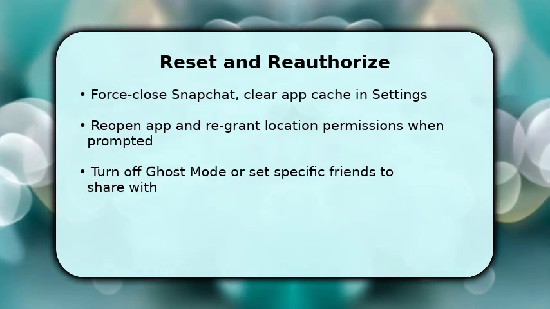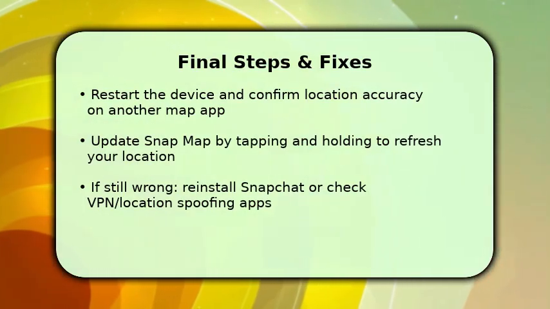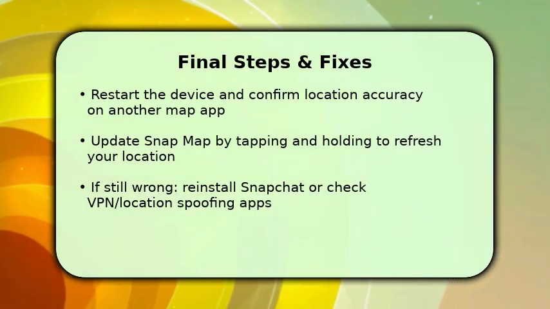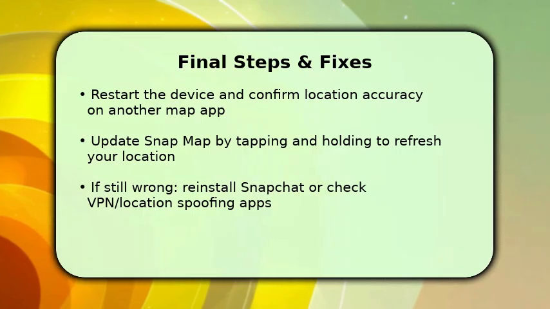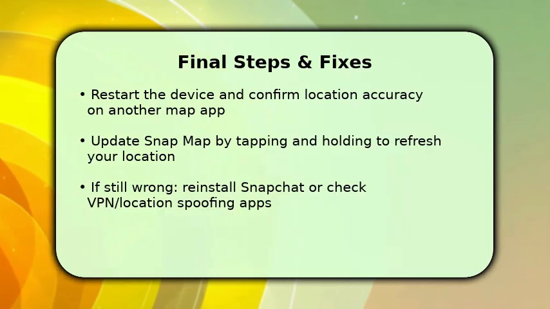Finally, restart your phone to ensure all location services reset cleanly. You'll want to confirm GPS accuracy in another map app first to isolate the problem. Once confirmed, open Snap Map and tap and hold or pinch to refresh so Snapchat takes a fresh reading.